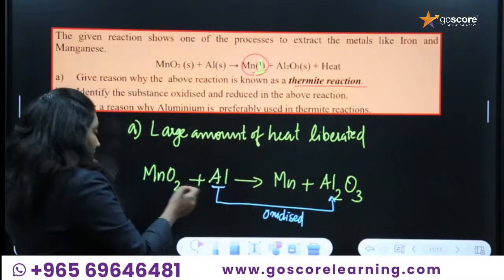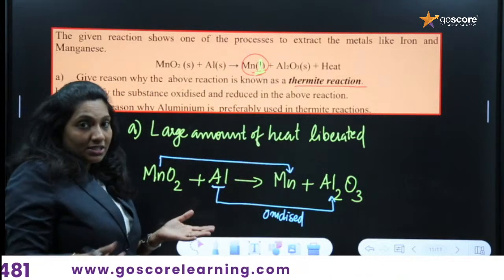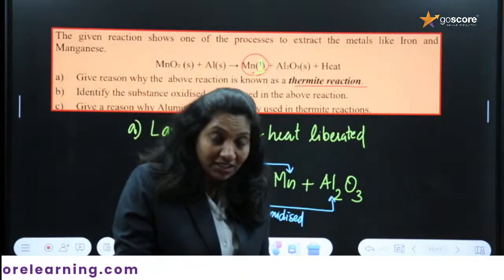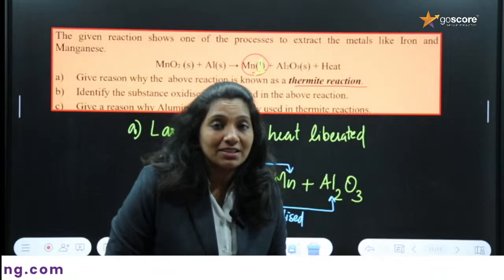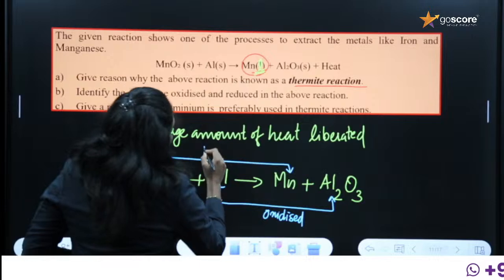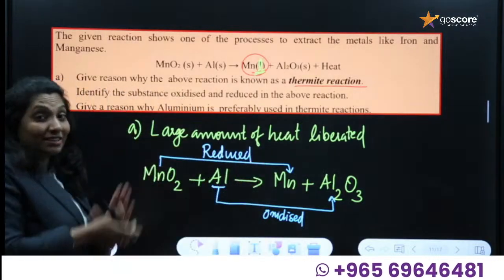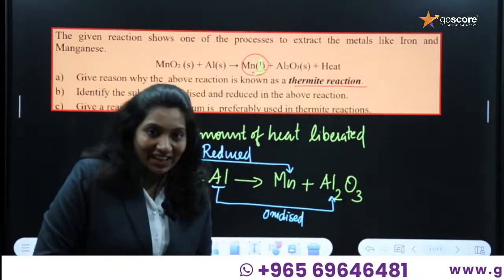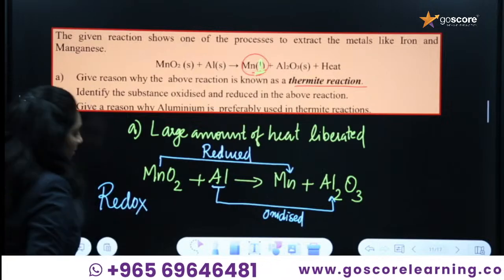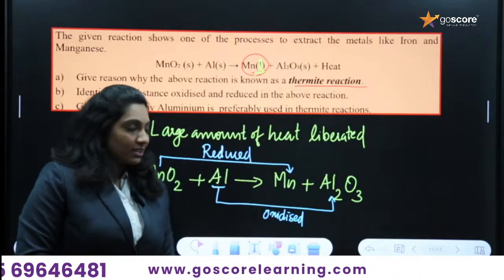And for manganese dioxide, what happens? MnO2 loses oxygen, removal of oxygen. So what is that? Addition of hydrogen or removal of oxygen is a reduction process, right? So here MnO2 is reduced to manganese. So you can say this is an example of a redox reaction, right? Because both oxidation and reduction are occurring.